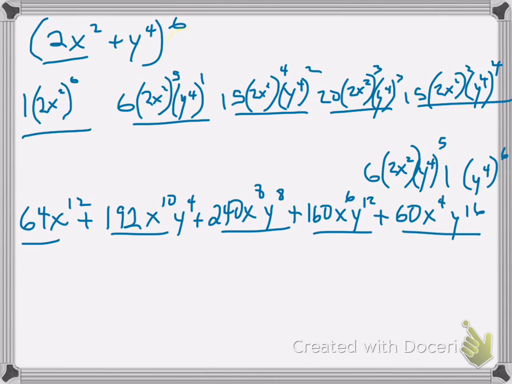2 to the first power is 2 times 6 is 12, x to the second power, y to the 20th power. And then the final term is going to be y to the 24th. Now, do you see any patterns here in these terms?